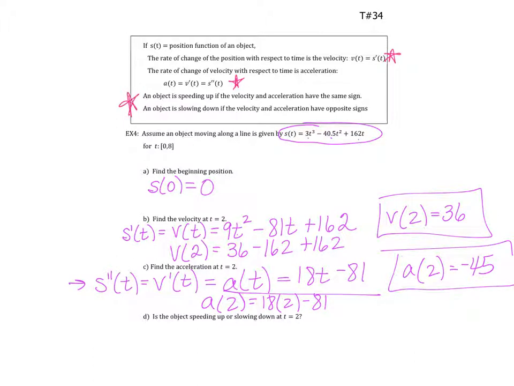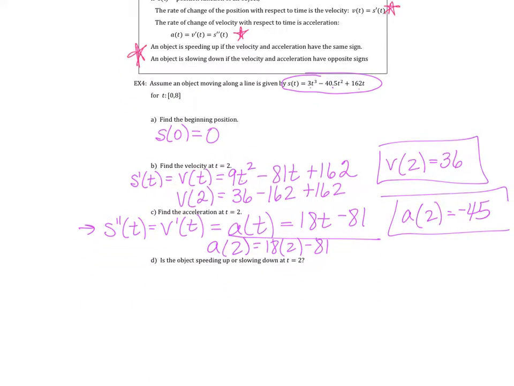Then we have part D. Is the object speeding up or slowing down at t equals 2? One of the biggest mistakes is this question right here, because when they say speeding up or slowing down, you tend to think in terms of the velocities, like the speed of a car. And so velocity, of course, is always positive. You're kind of thinking of it that way, and so it messes you up. You say, well, the velocity is positive, so it's speeding up. What you have to remember is that velocity has a direction assigned to it as well.